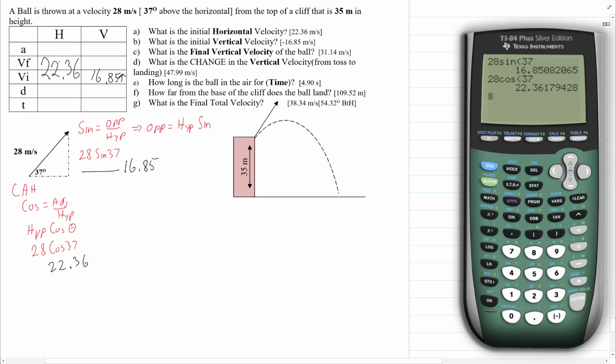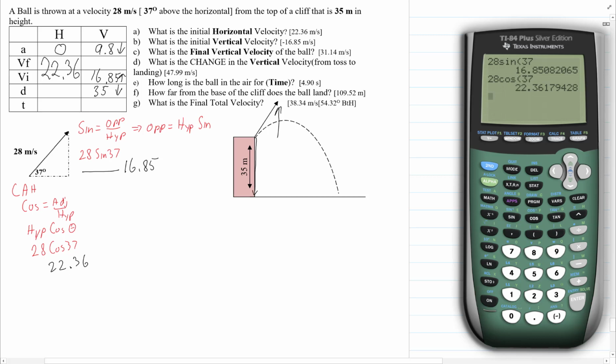Why did I write it so big? Because the initial and final horizontally doesn't change, so it means it's zero acceleration. But vertically the acceleration is down at 9.8. So it's going down, accelerating that way, initially going up. And it's going down 35.